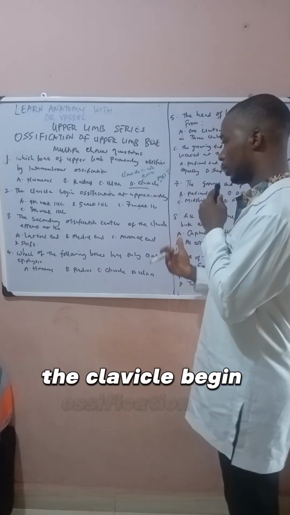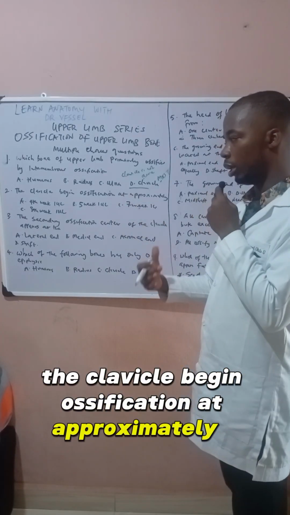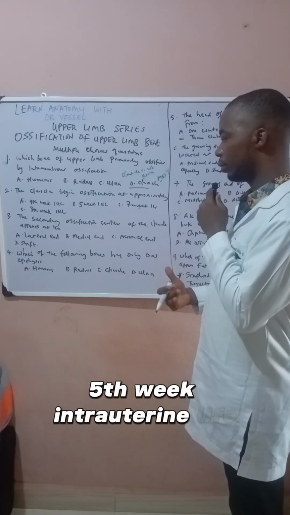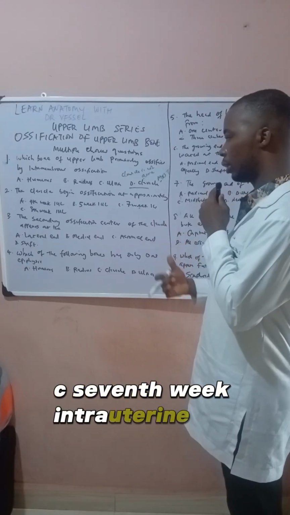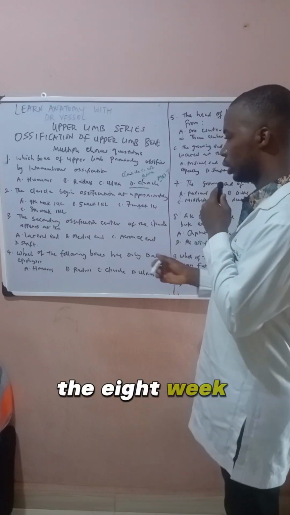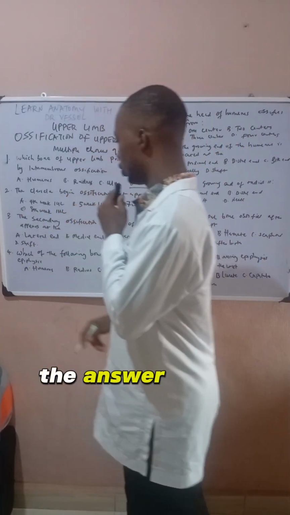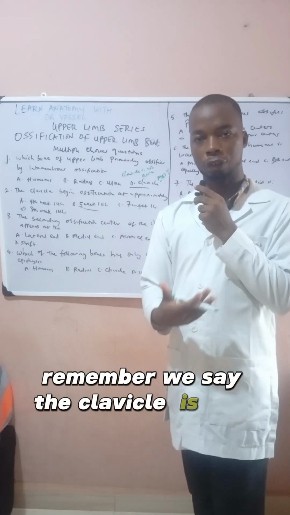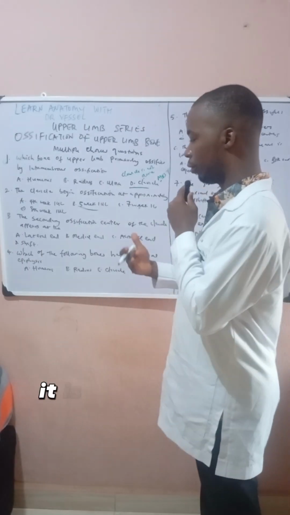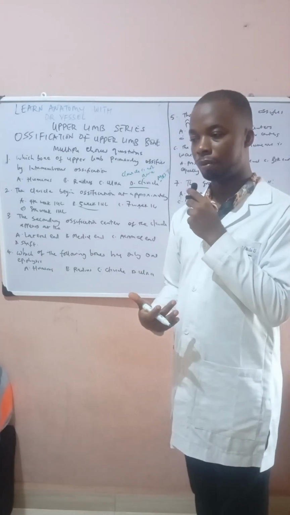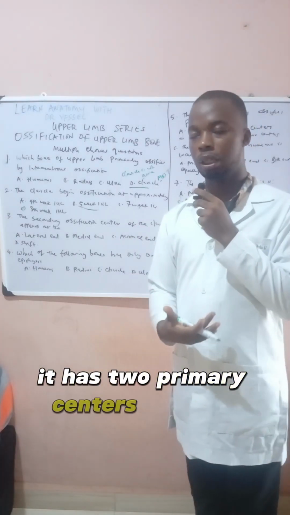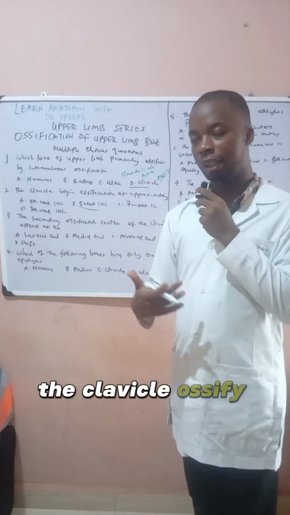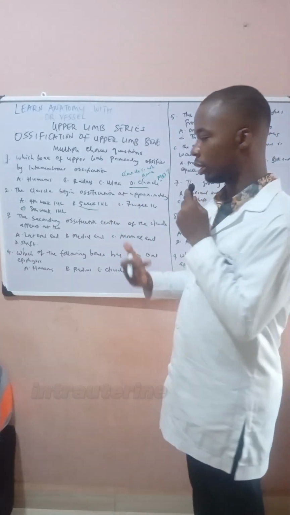The next question. The clavicle begins ossification at approximately A. 4th week intrauterine, B. 5th week intrauterine life, C. 7th week intrauterine life, D. 8th week intrauterine life. The answer to this question is 5th week intrauterine. Remember, we say the clavicle is very special. It is the first bone to start ossifying. It has two primary centers and one secondary center. And you should take note that the clavicle ossifies by 5th to 6th week intrauterine life.